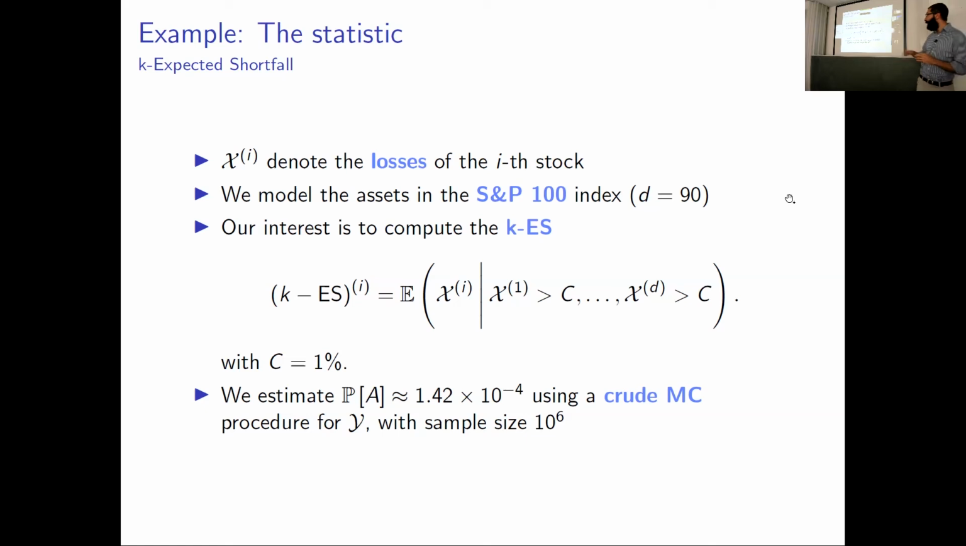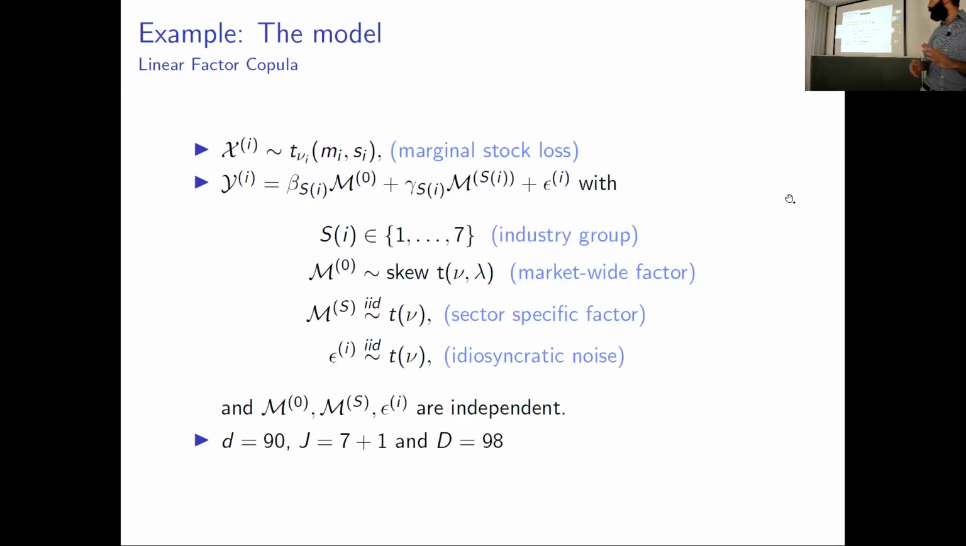Okay, so this is a very stressed out scenario. In the examples, we're going to say that C is equal to 1%. So we are saying that we have 90 assets that in one particular day are down by 1%. That's very unlikely, and a rough estimate of this probability is something like 10 to the minus 4. So we do 10 to the 6 samples of Y to have an estimate of this, that's the order of 10 to the minus 4. But once again, this is very approximate, because this is not a perfect sample.